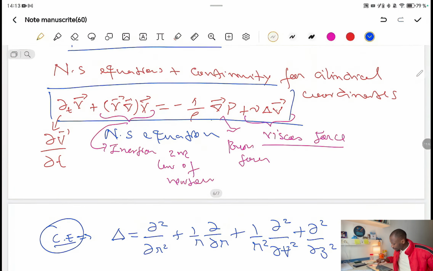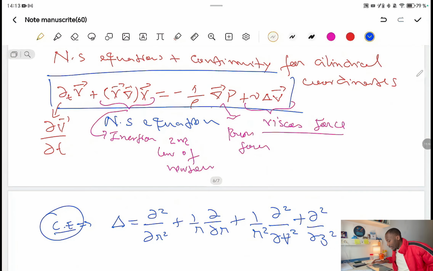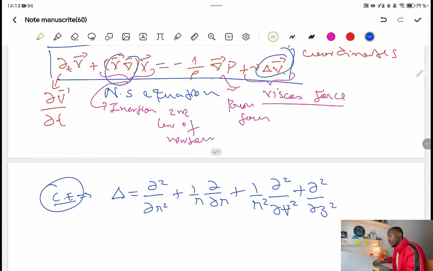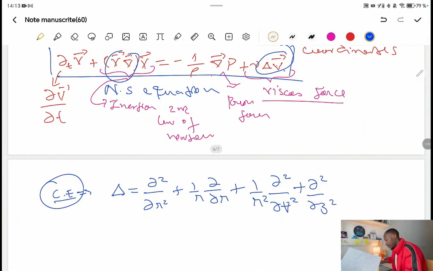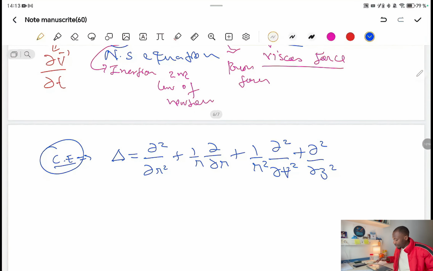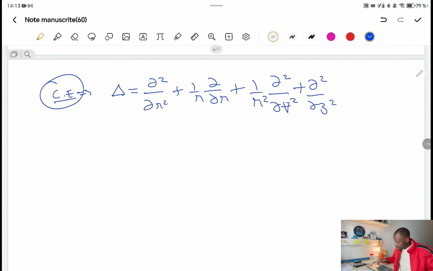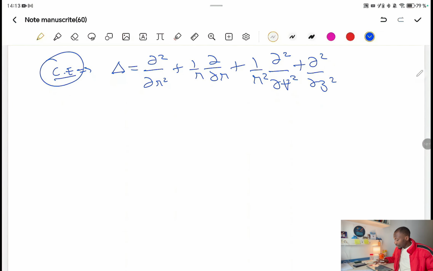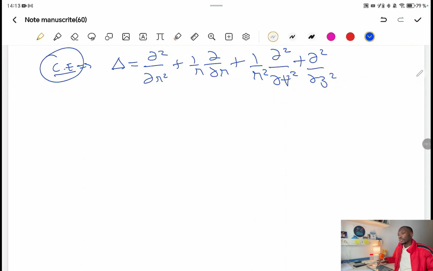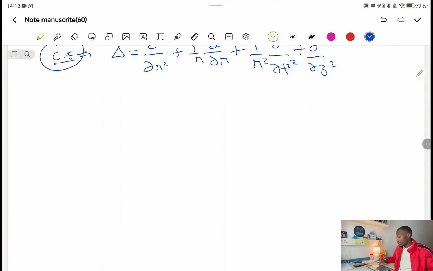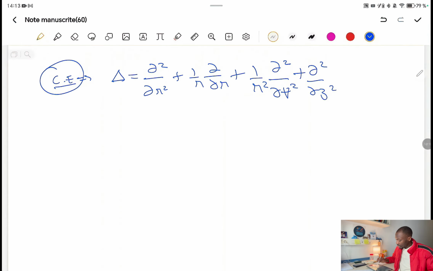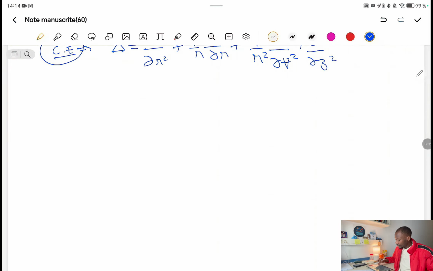We'll apply the continuity equation in the Navier-Stokes equation, most likely here and here, in all directions: in direction r of the radius, theta of the angle, and z, the direction in which the flow flows. Okay, so let's see.